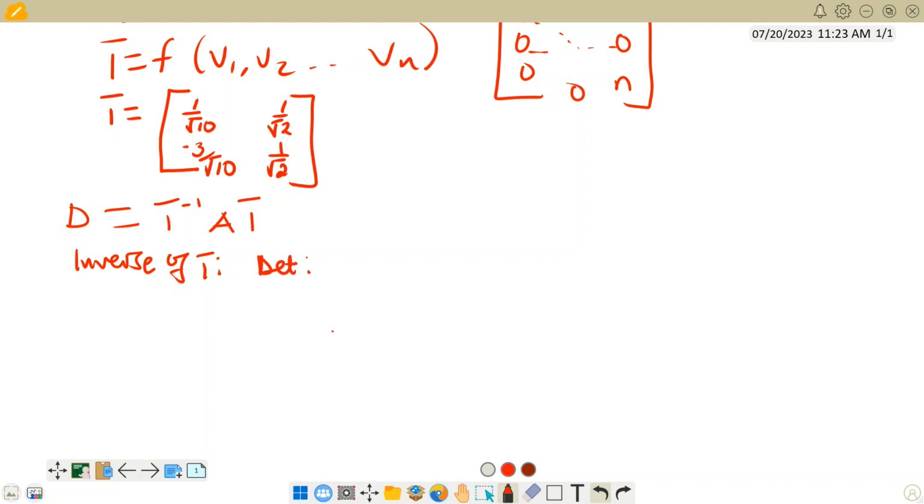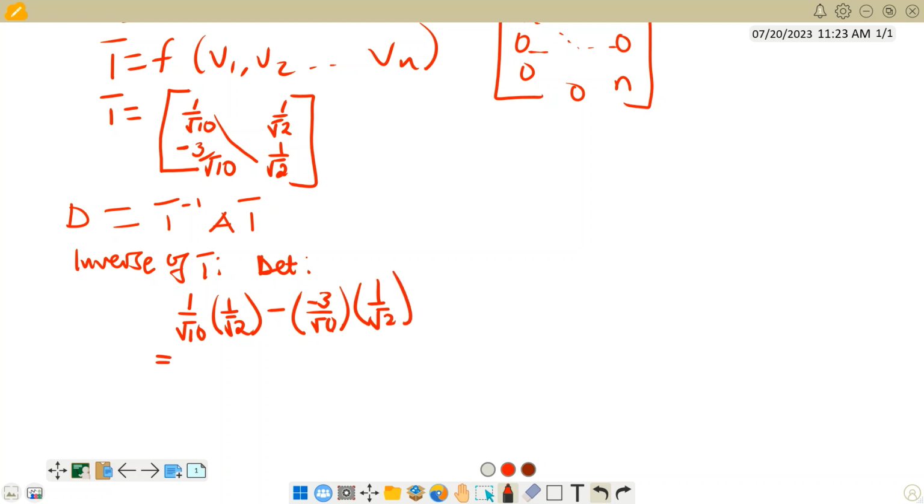How can we get the determinant? We know that the determinant is just the major diagonal minus the lower diagonal. So our major diagonal is this: we multiply 1 over root of 10 by 1 over square root of 2, minus, the other diagonal, which is minus 3 over root of 10 multiplied by 1 over square root of 2.